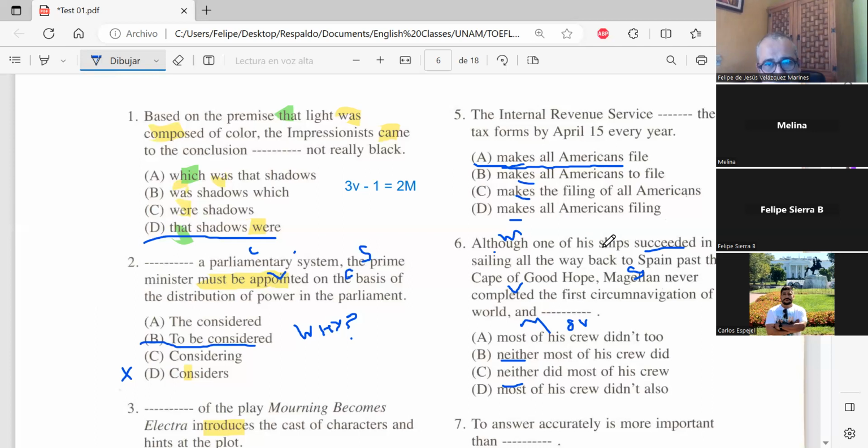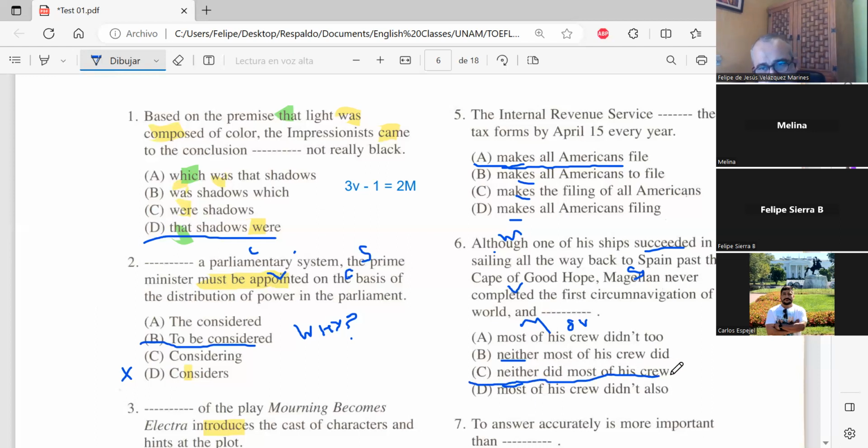So, although one of the ships succeeded in sailing all the way back to Spain past the Cape of Good Hope, Magellan never completed the first circumnavigation of the world, and neither did most of his crew.